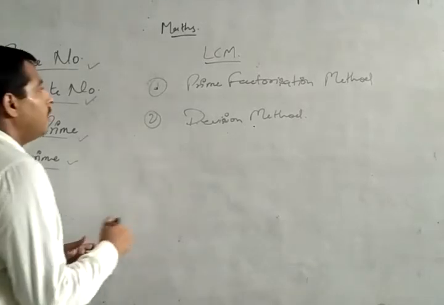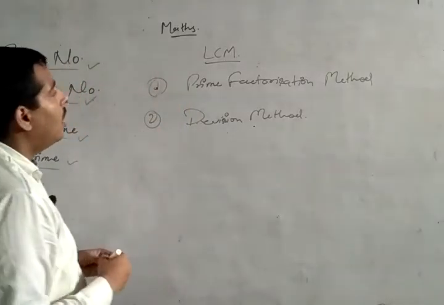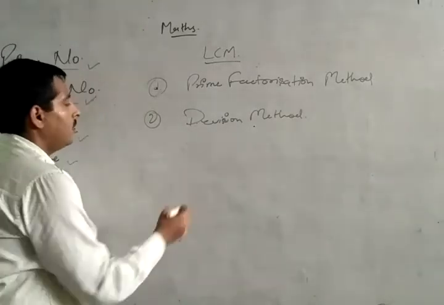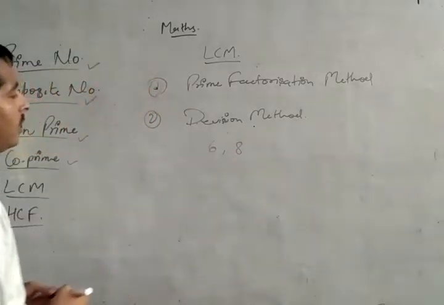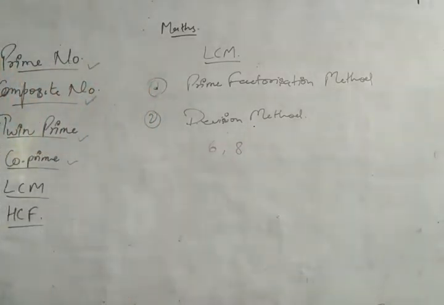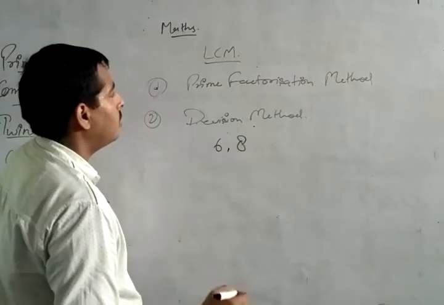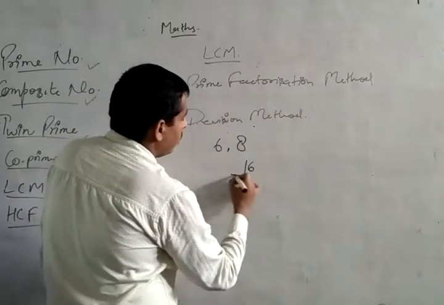Now we are going to discuss the prime factorization method to calculate the LCM of numbers. How can we get the LCM of numbers by the prime factorization method? Just assume we have two numbers 6 and 8 and we have to calculate the LCM of these two numbers by using the prime factorization method. We have to calculate the factors of each number. First of all, we will calculate the factors of 6.